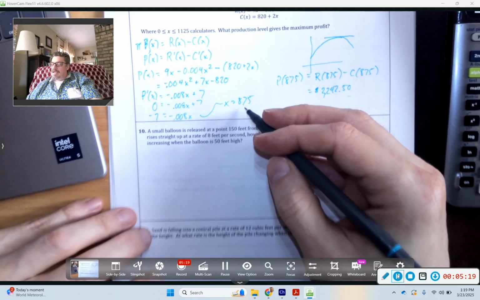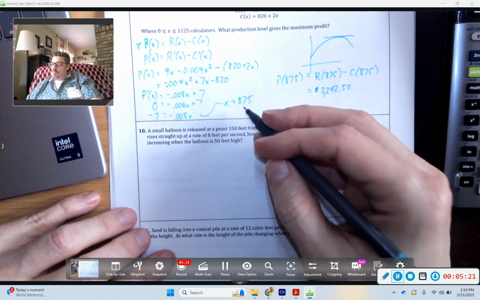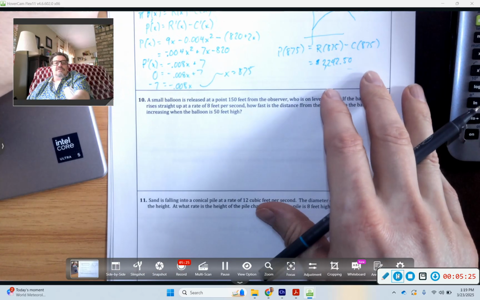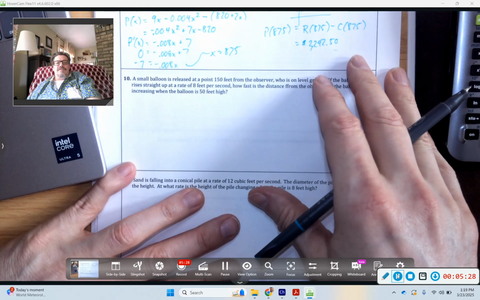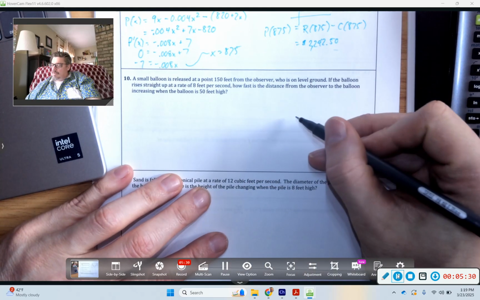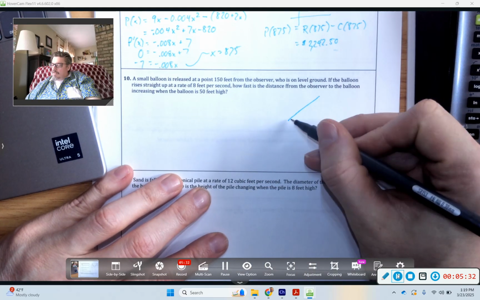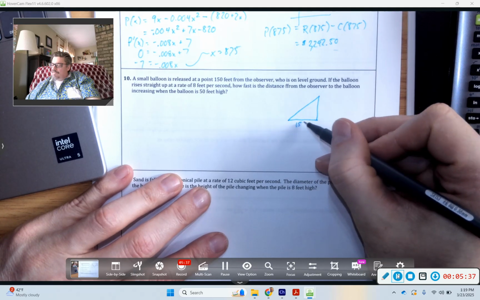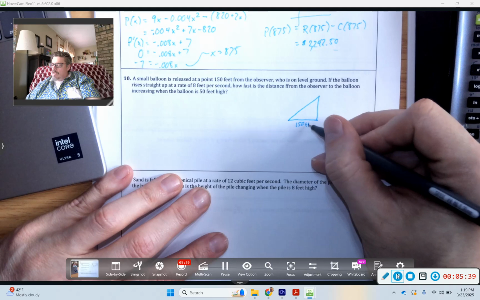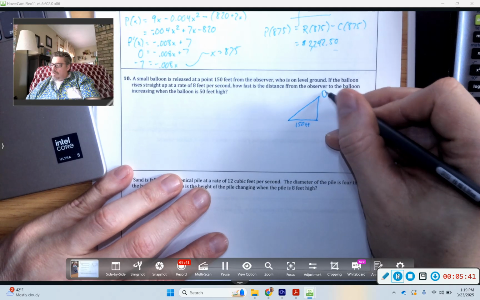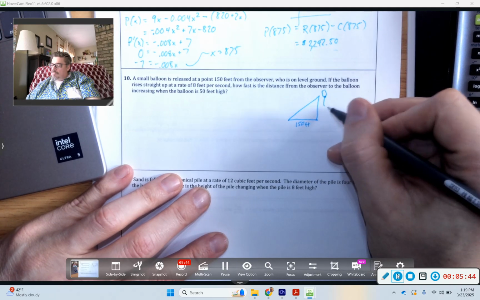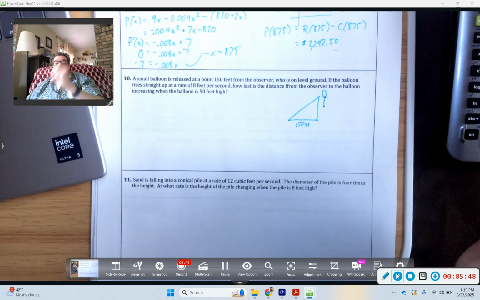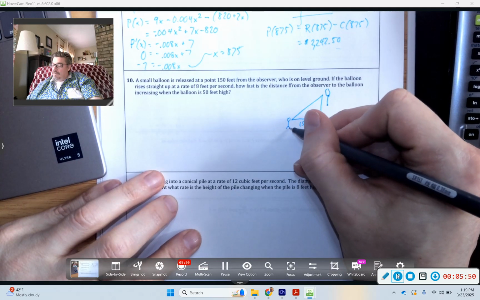All right, a small balloon is released at a point 150 from the observer. So he's 150 feet from the observer, and here's our balloon. Terrible balloon. It's released 150 from the observer, so they are looking right here.